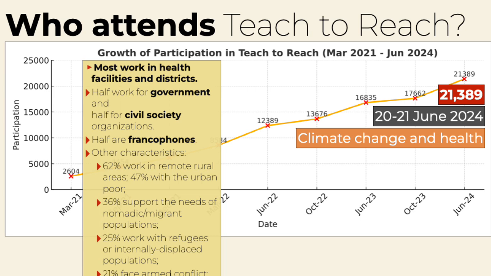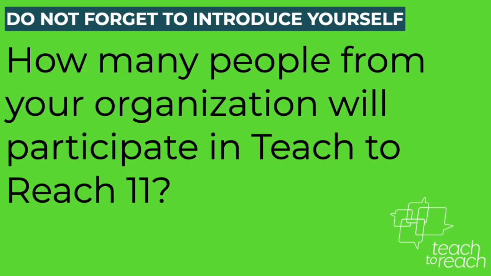62 out of 100 work in rural areas far from cities. 47 out of 100 work with poor people in cities. And 21 out of 100 work in places with fighting or conflict happening around them. Now, who would like to share how they are mobilizing their colleagues to participate in Teach to Reach 11? I would like to hear maybe only one, and then we can continue.